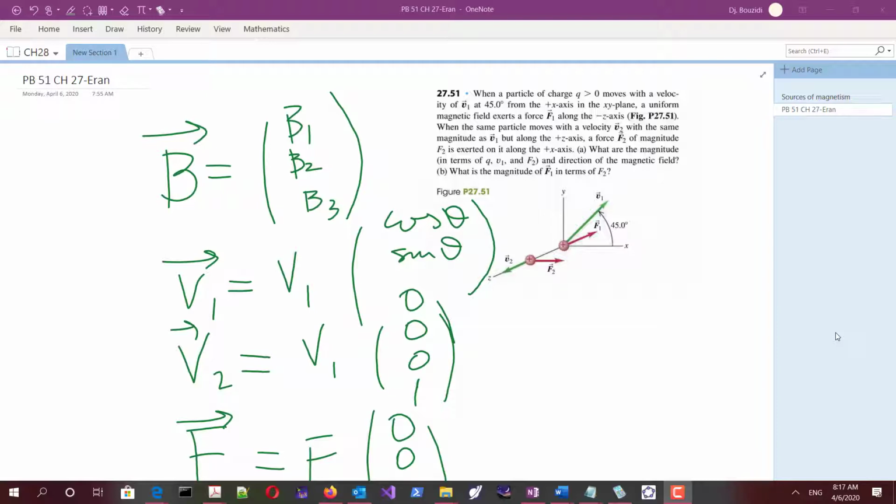Anyway, what the problem states is that you have a particle that at some point was moving in a direction called V1. This direction, V1, makes an angle of 45 degrees with respect to the x-axis in the xy plane. And at some point it was moving completely in the z direction with velocity v2. Note that v1 and v2 have the same magnitude in this problem. So the magnitudes of the velocities are the same, except that the direction changes.